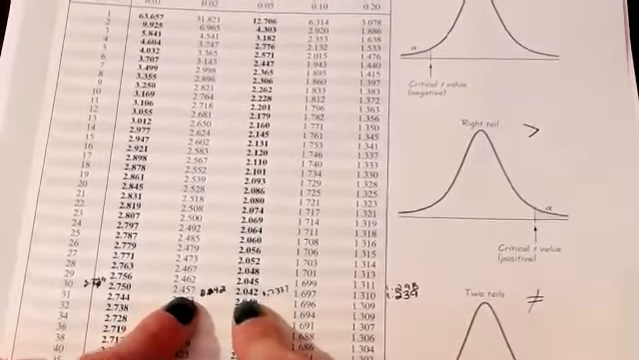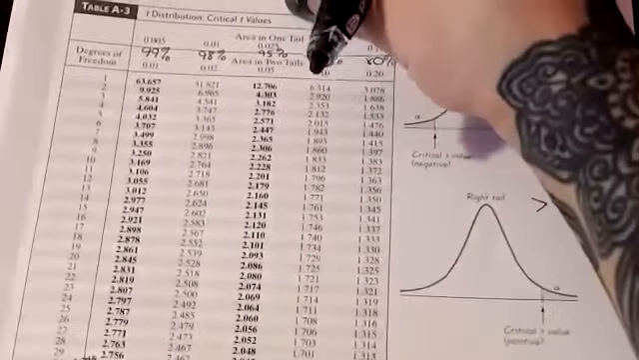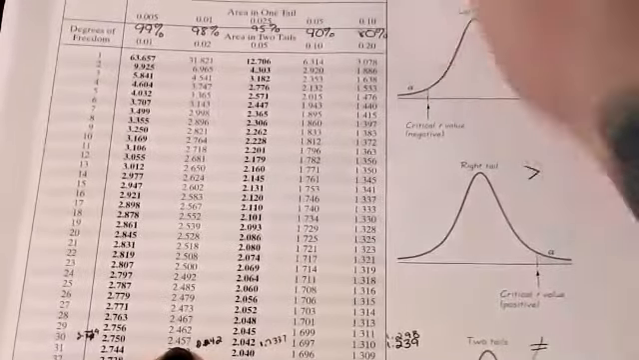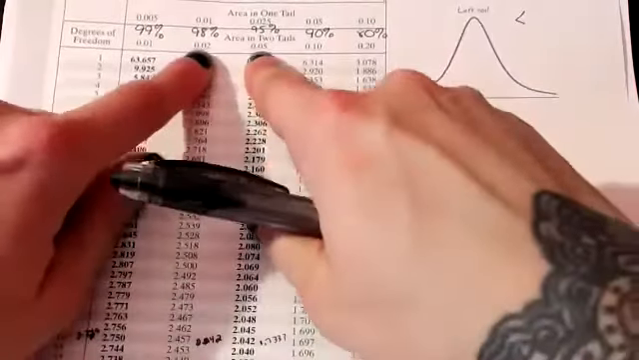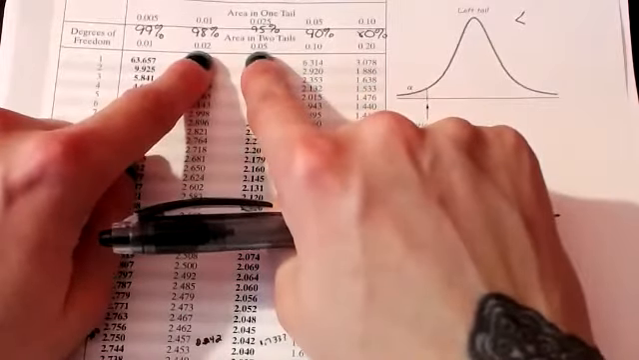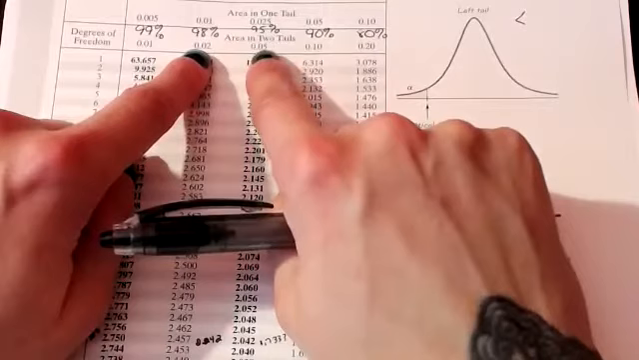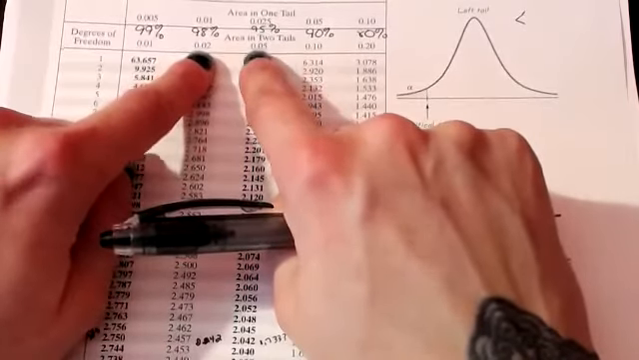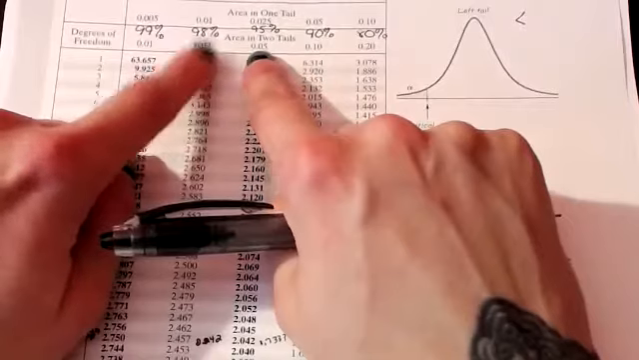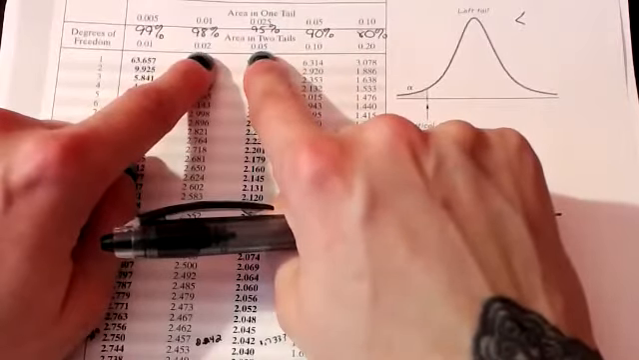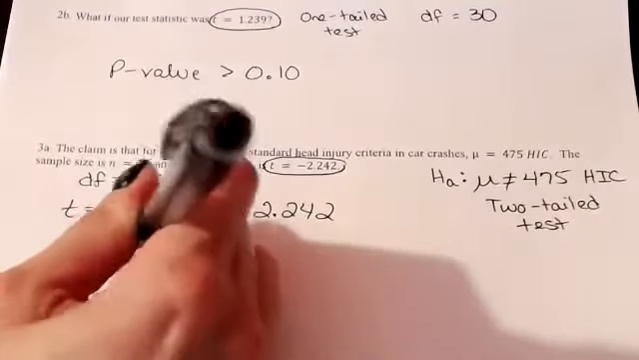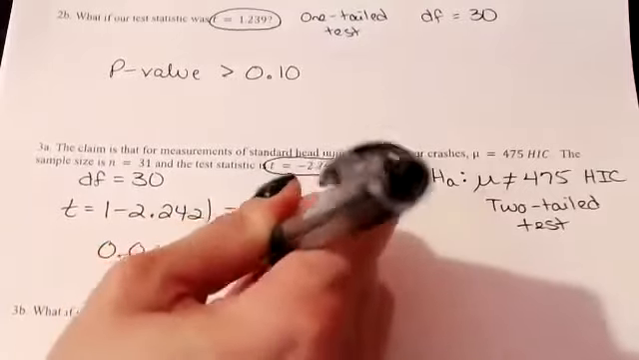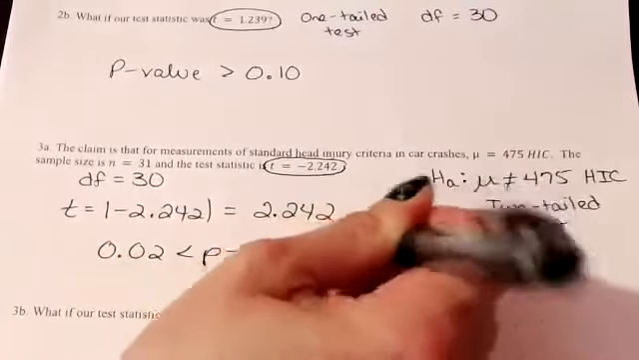This is now a two-tailed test. So because this is a two-tailed test, we want to look at the probabilities in that section at the top of the chart. So our probability lies within this range between 0.02 and 0.05. So that is a range of our p-values. Our p-values lie between 0.02 and 0.05. So let's write that out. 0.02 is less than our p-value, which is less than 0.05.